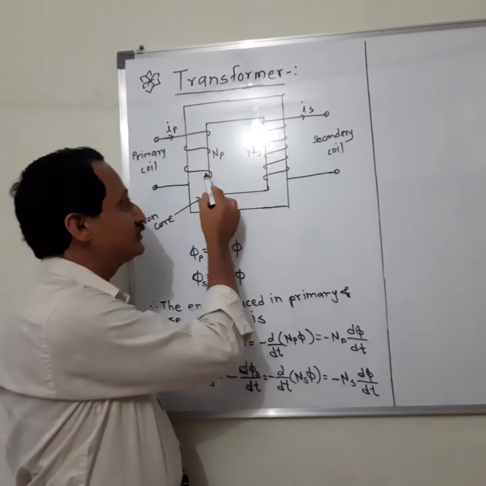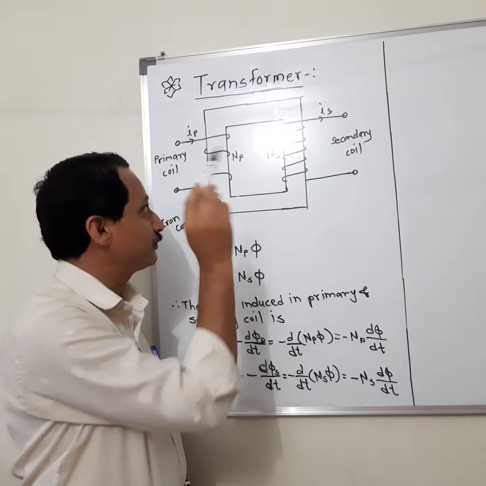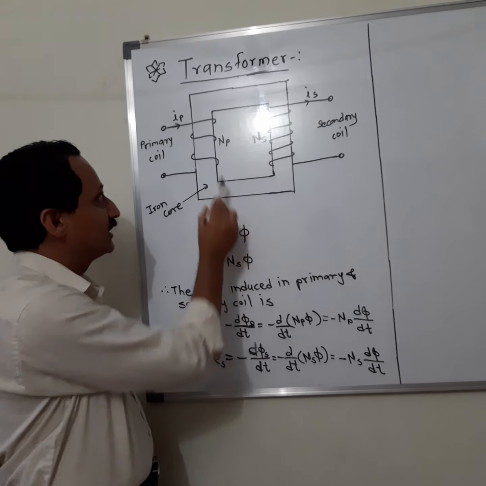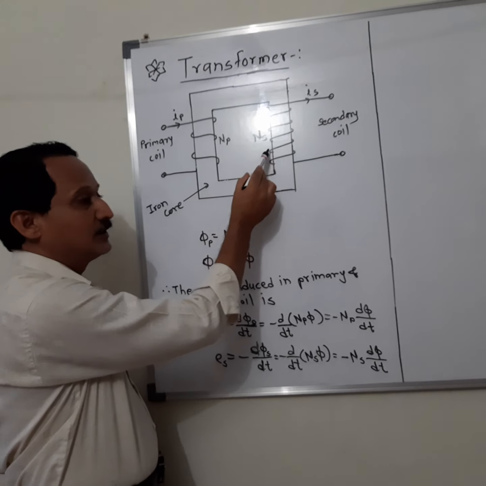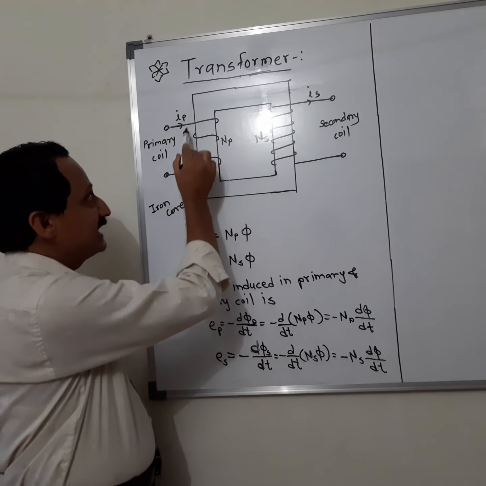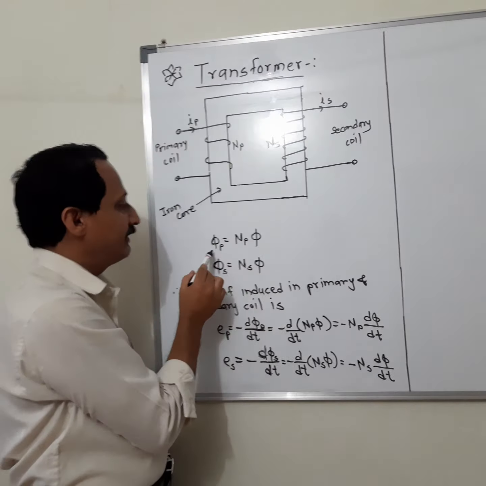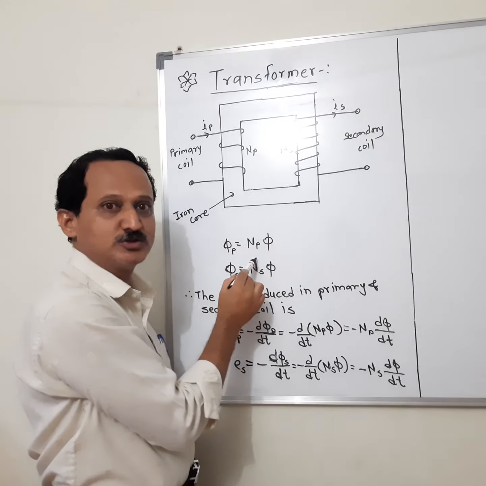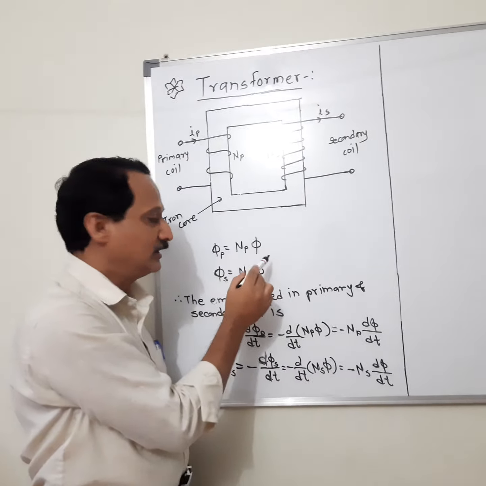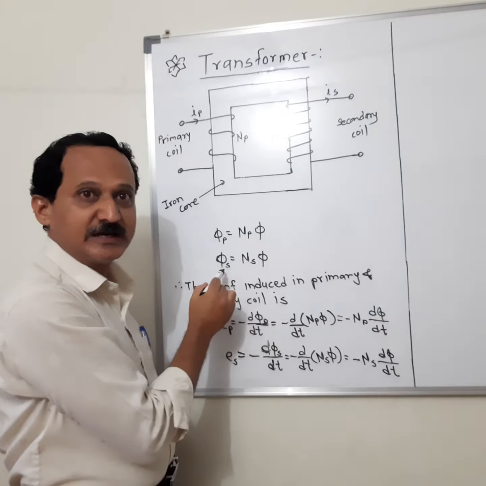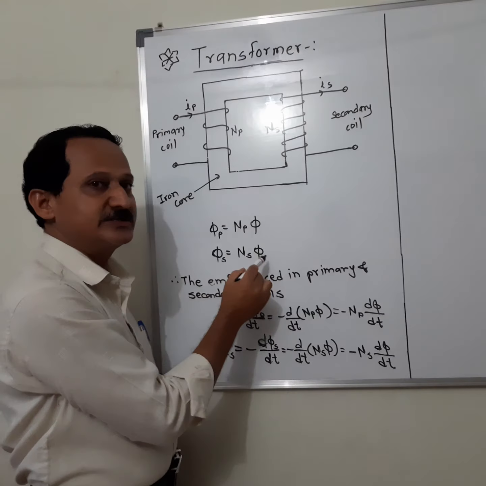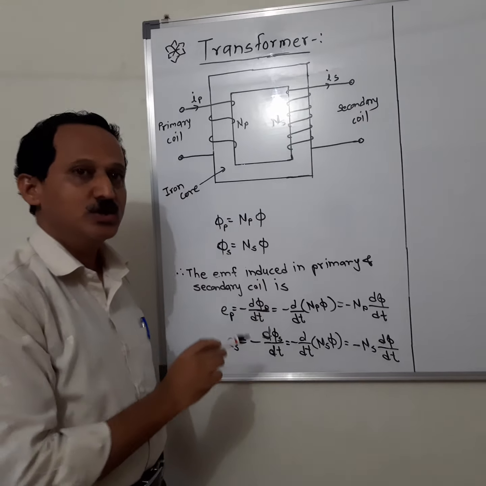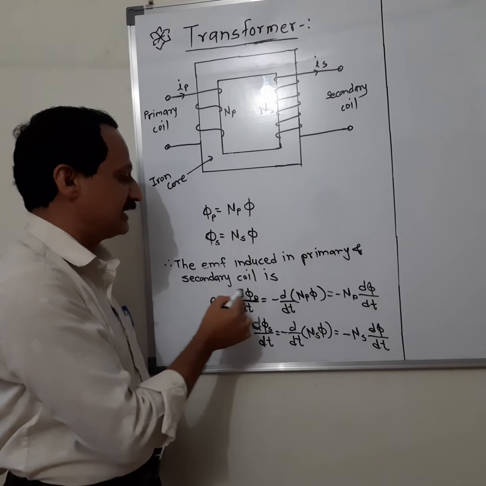So we have to calculate that EMF. How much is the EMF induced in the primary and secondary coil? First of all, we have to write the magnetic flux of each coil. Let phi be the magnetic flux of one turn. NP are the number of turns, NS are the number of turns, but each turn has a magnetic flux phi. So what is the magnetic flux of the primary coil? Phi p is equal to NP into phi, means number of turns of primary into magnetic flux of one turn. What is the magnetic flux of the secondary coil? Similarly, phi s is equal to NS into phi, means number of turns of secondary coil and magnetic flux of one turn.